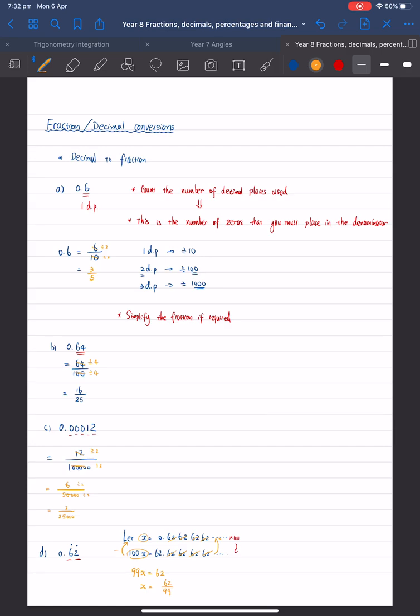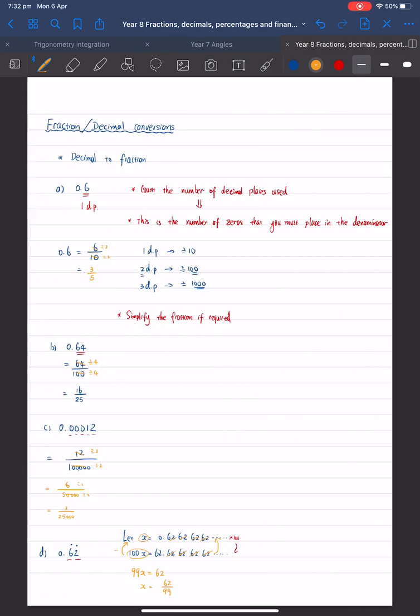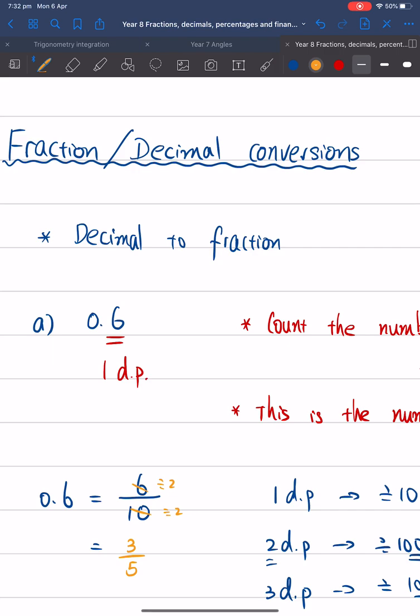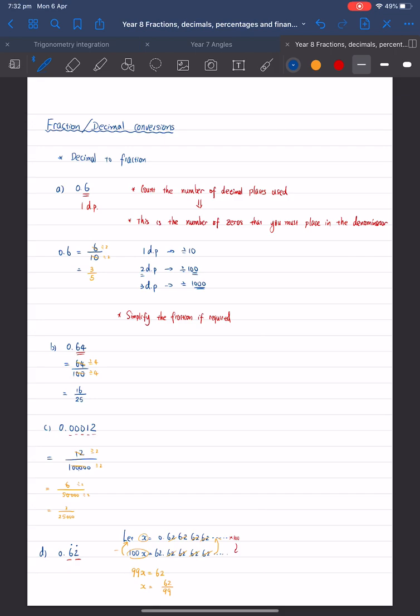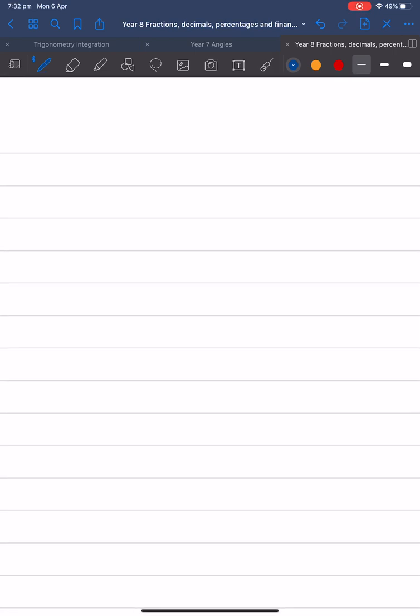Now at this stage, you don't need to know how to do this type of question, but eventually you need to know how to do it later on. All right, so this is decimals to fraction. Now, how do I convert from fraction to decimals? Fractions to decimals is slightly harder than decimals to fractions. So I'll show you a few steps you can follow to do it without using a calculator.